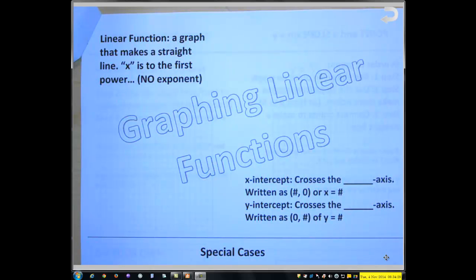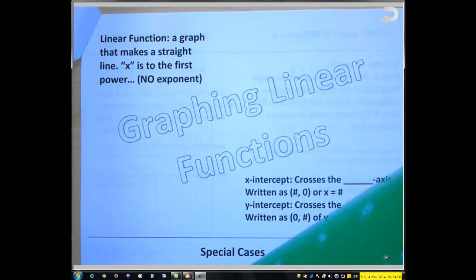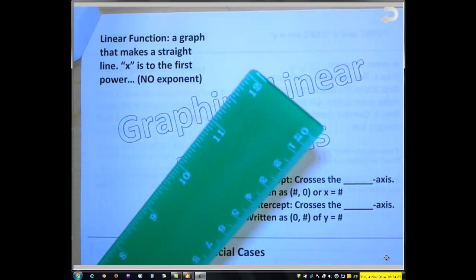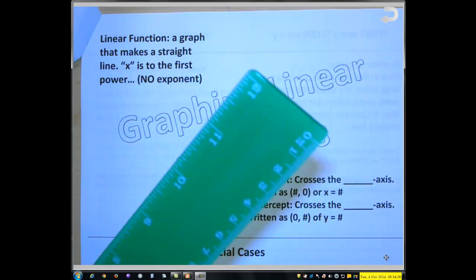For this lesson you're going to need something to write with, and you're going to need a ruler. So if you don't have a ruler with you, go ahead and stop the video and go and get yourself a ruler.